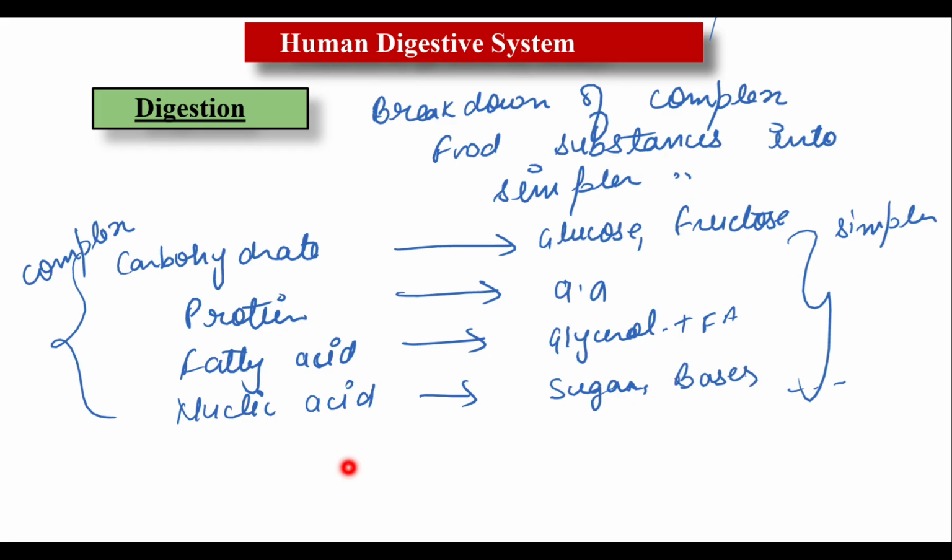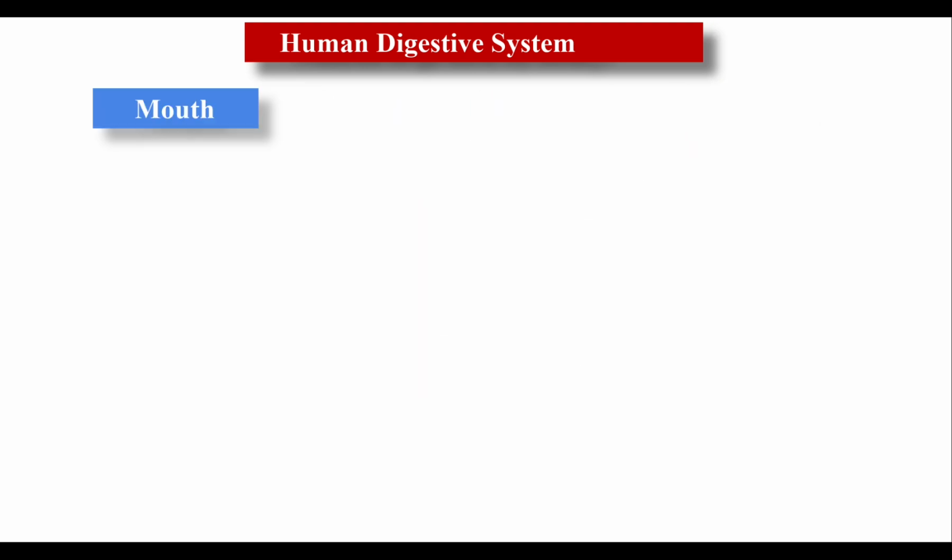So we have to break these food components which are present in our food into these simpler forms, and the breaking is done with the help of digestive enzymes. These digestive enzymes are present in digestive juices, and these digestive juices are secreted by the digestive glands.